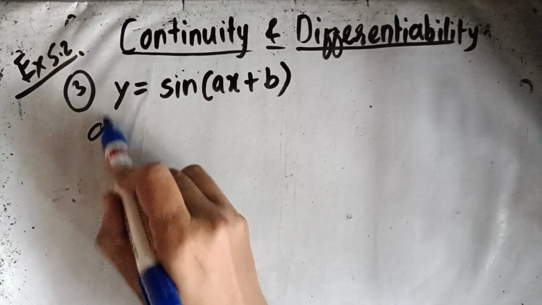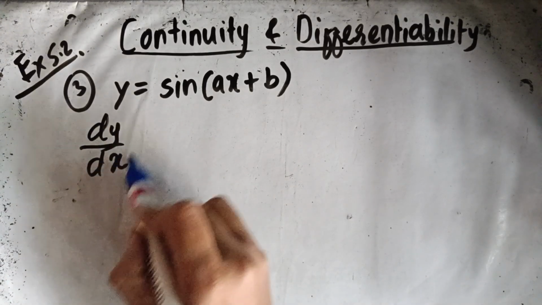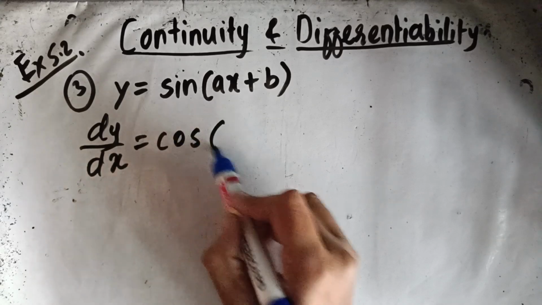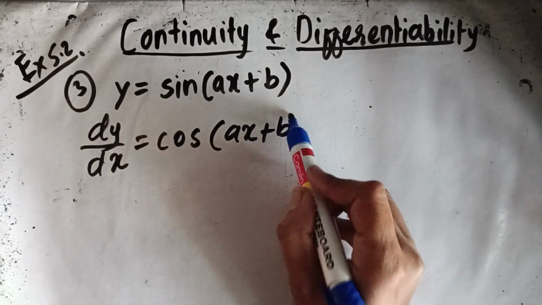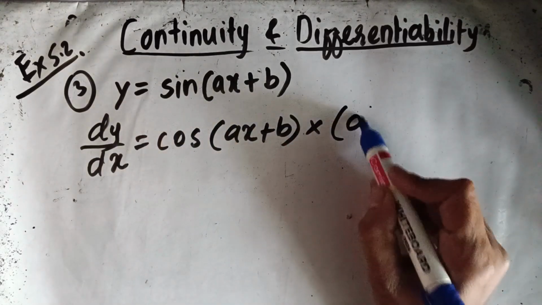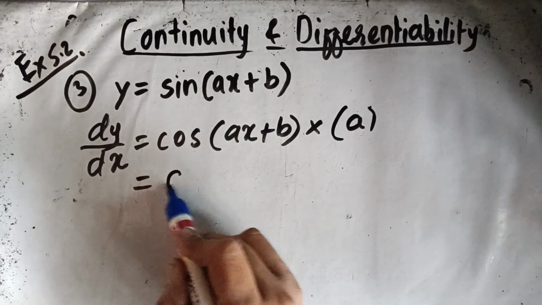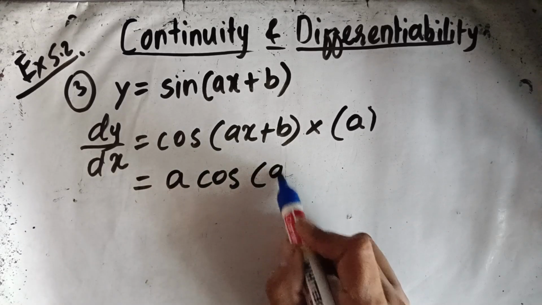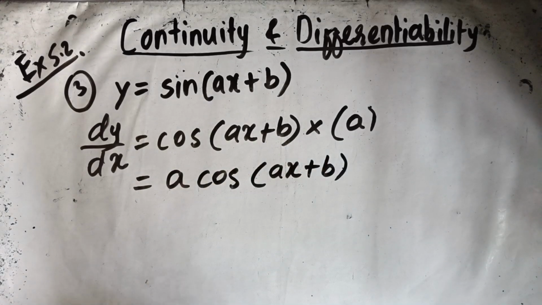Next question. Again, differentiating sine first, and then ax plus b, its derivative is a. So the answer is a cos of ax plus b.